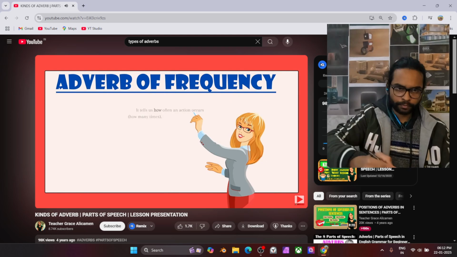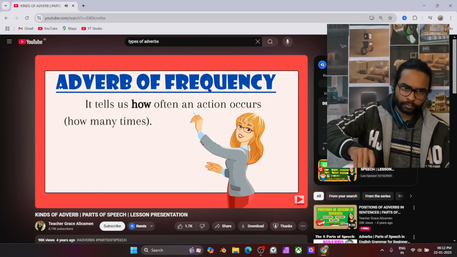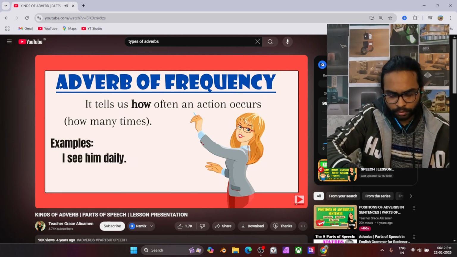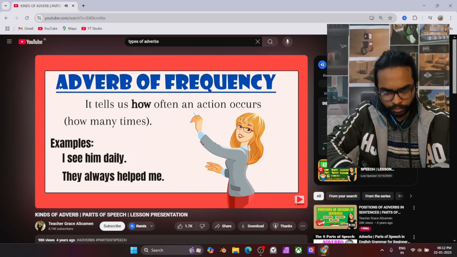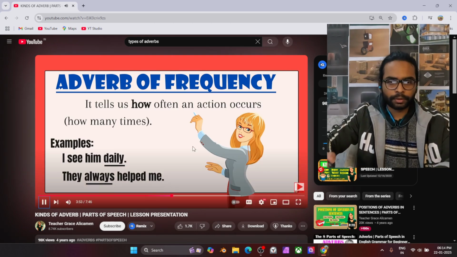Adverb of frequency. It tells us how often an action occurs or how many times. I see him daily. They always helped me. Daily and always, adverbs of frequency.